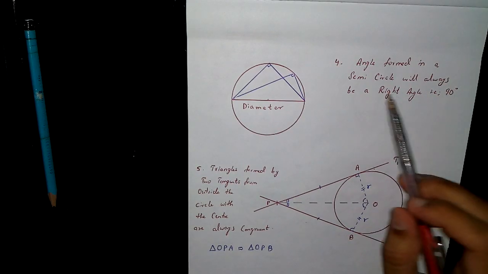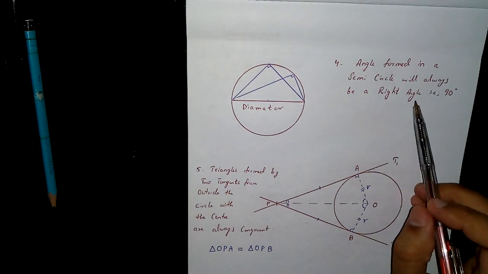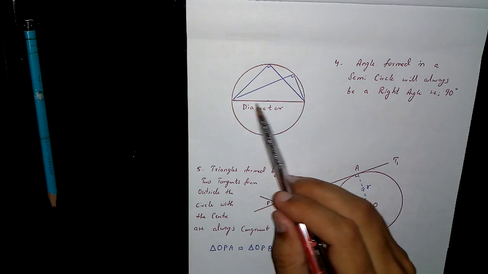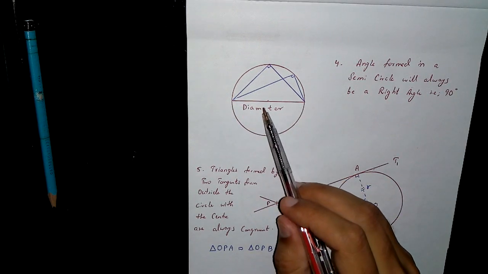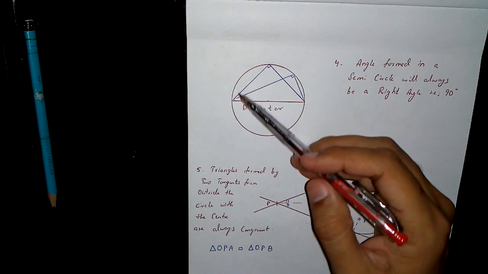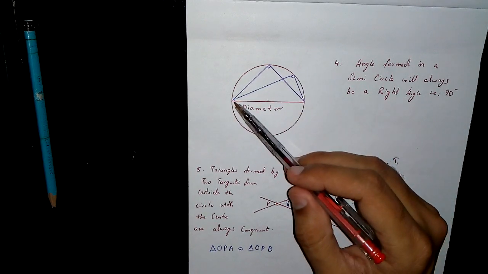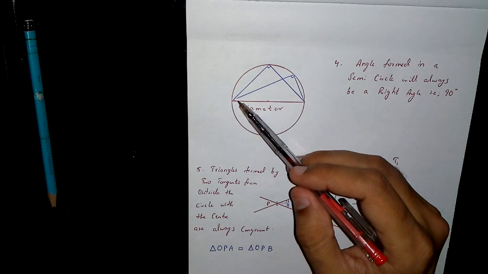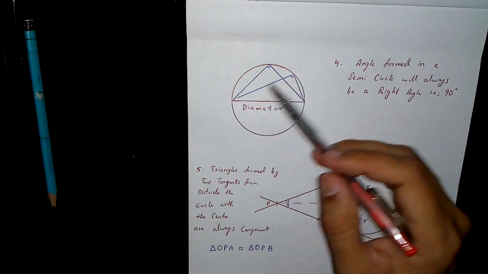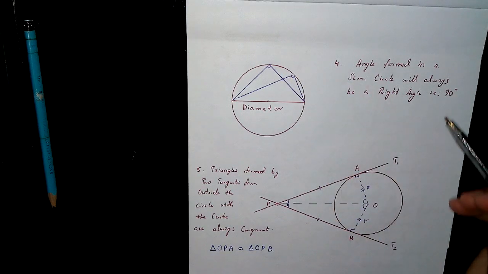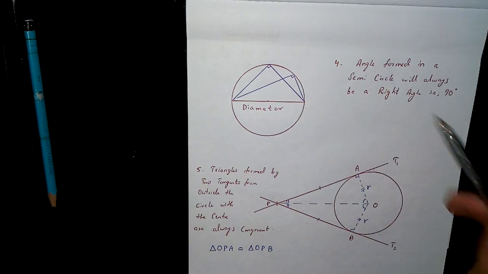Angles formed in a semicircle will always be a right angle, that is 90 degree. So basically, if this is a diameter, it always cuts a circle into two halves. So basically this is a semicircle and this is also a semicircle. When a triangle is formed inside a semicircle with the diameter, it will always have a 90 degree angle, that is, a right angle triangle.